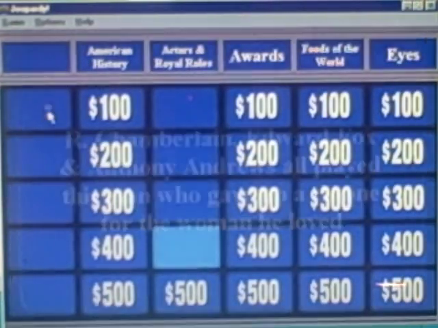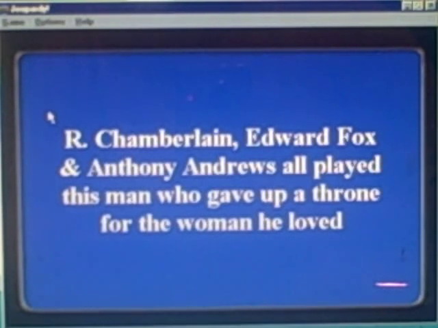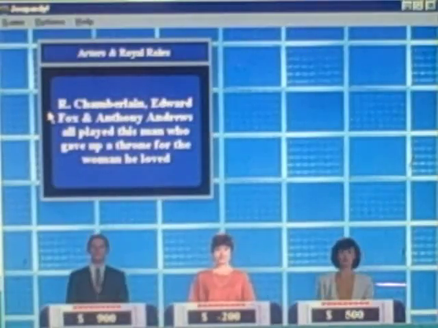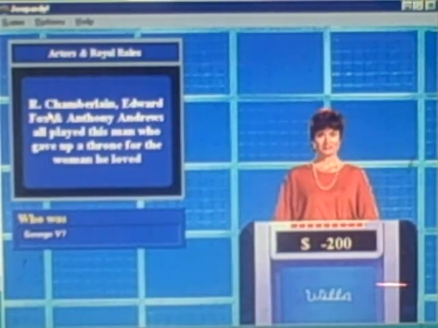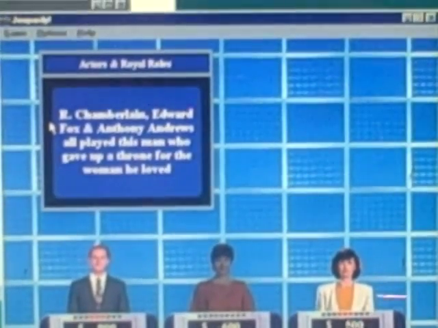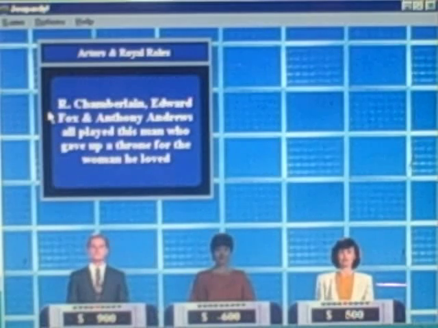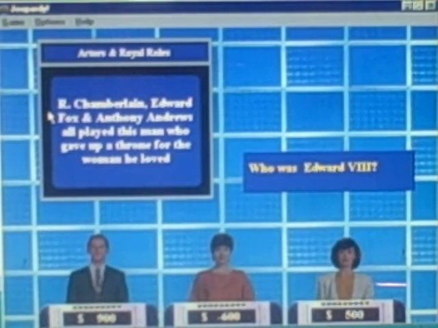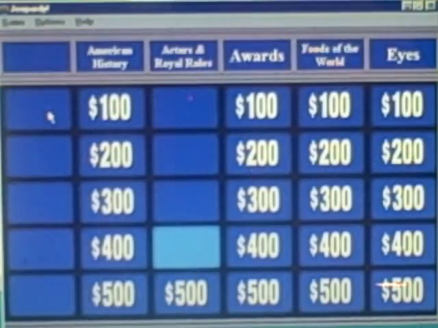Actors in royal roles 400. Chamberlain, Edward Fox, and Anthony Andrews all played this man who gave up a throne for the woman he loved. Who is Corey Lawrence? No, George V? I'm sorry, wrong. Edward VIII.